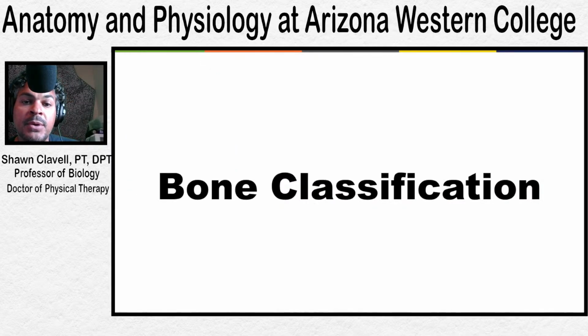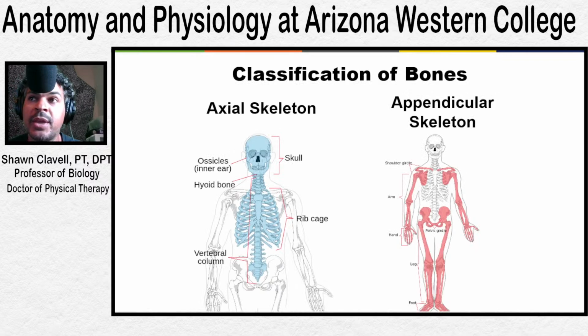We classify bones, right? We can classify bones in a couple of different ways. So the first way that we classify bones is based on their location, axial skeleton versus the appendicular skeleton. And this is what our textbook looks at in chapters 7 and 8. We look at each of these bones specifically, and they break it up in terms of the axial skeleton and appendicular skeleton.